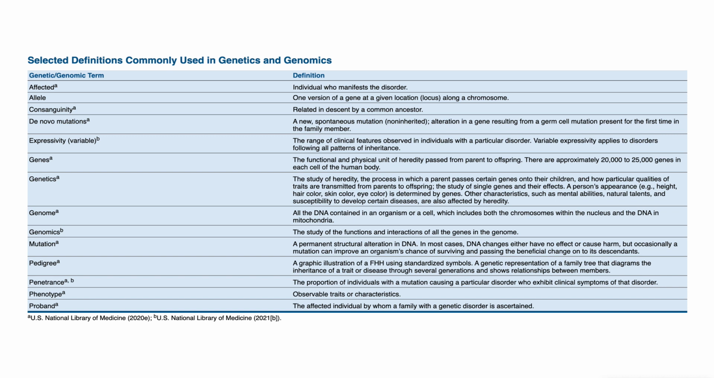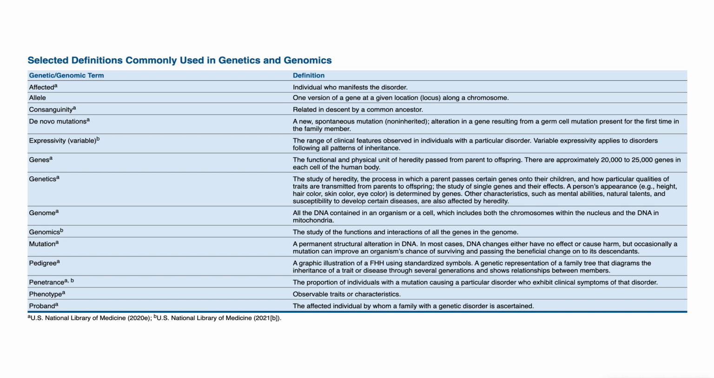Here are some common terms in alphabetical order, and this is a table right out of the Goolsbee and Grubbs text. The affected person is the individual who manifests the disorder. An allele is one version of a gene at a given point along a chromosome. Consanguinity is related in descent by a common ancestor. So in a pedigree, we'll see that with double lines connecting people who have a common ancestor.